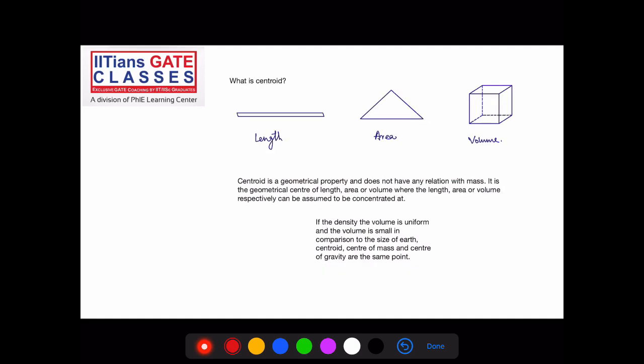Let us move on to centroid. Centroid is a geometrical shape and it does not have any relationship with mass. If you consider a length, it is the geometrical center of the length where you can assume the whole length to be concentrated. If you are considering an area, the centroid is the center of the area where we can assume the whole area to be concentrated. Or if you are considering a volume, centroid is the center of the volume where we can assume the whole volume to be concentrated. And why do we do so? Because in engineering it simplifies our calculation.